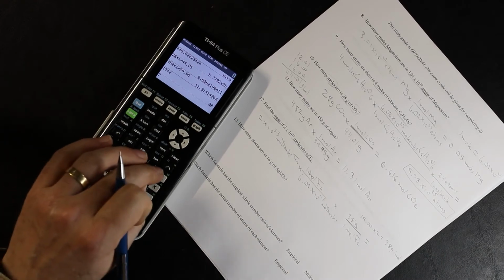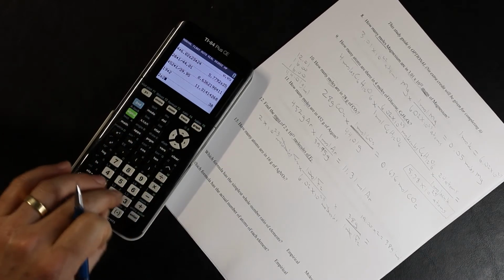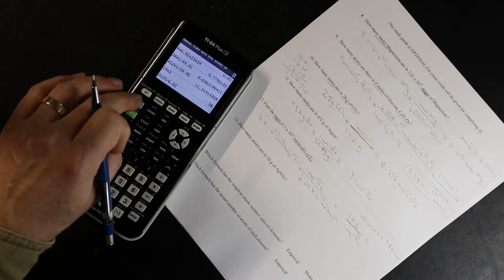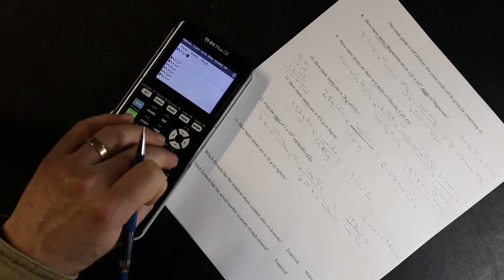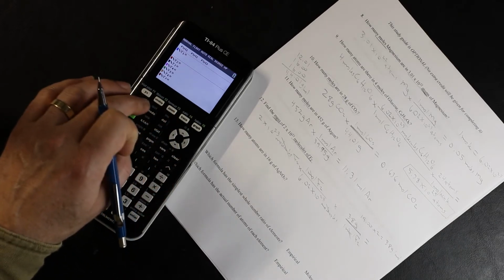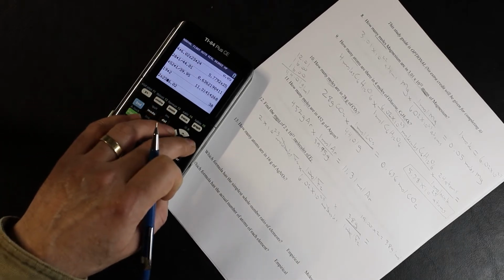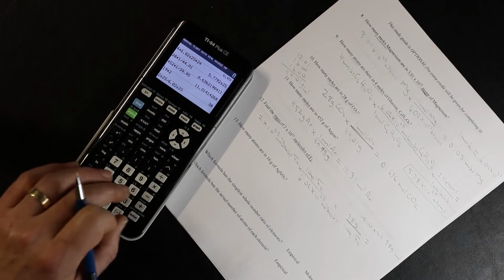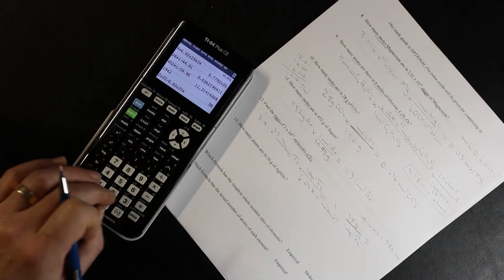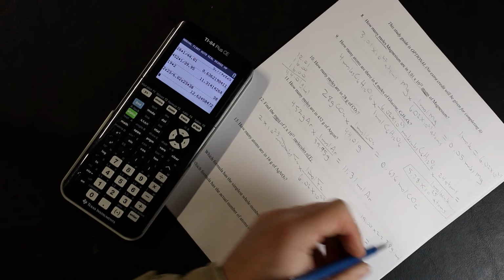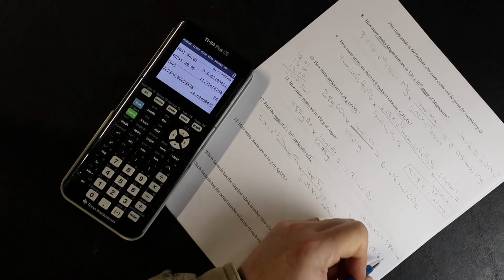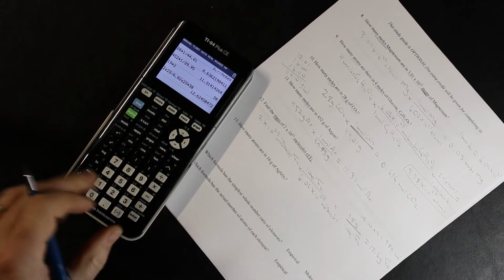And I can plug that in my calculator. So 2 times 10 to the 23rd divided by 6.02 times 10 to the 23rd. Let's get this in right. There we go. Times 38. All right, so here I have 12.6 grams of F2.